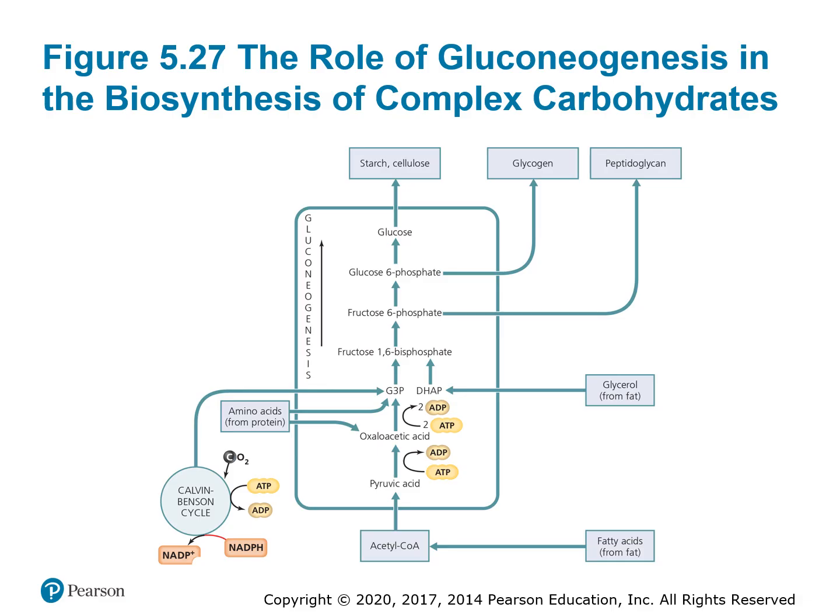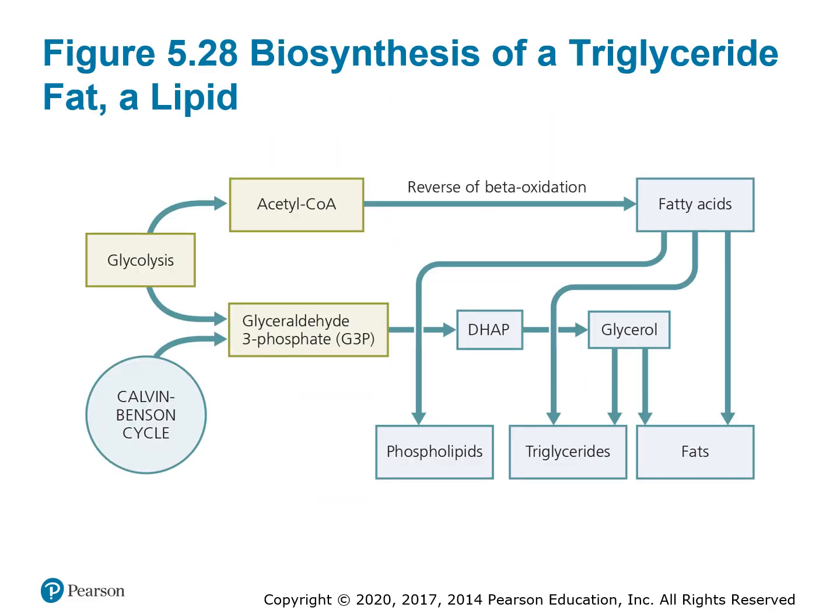You can also even take amino acids from the proteins that you deaminate and actually bring them back into the G3P production. And so there's a lot of different ways that you can build glucose molecules. And so the same is true for the synthesis of triglycerides, fatty acids, and lipids.